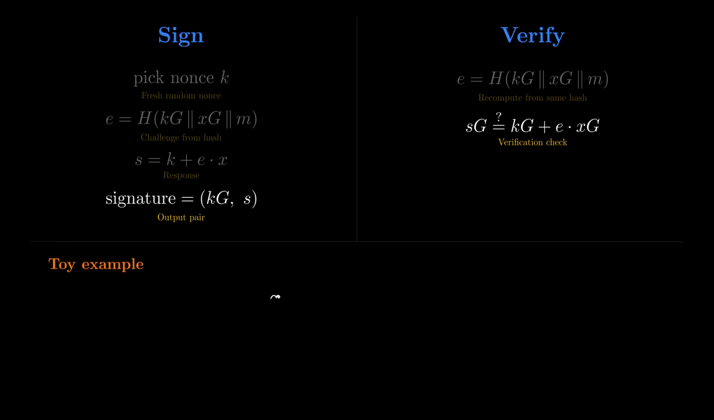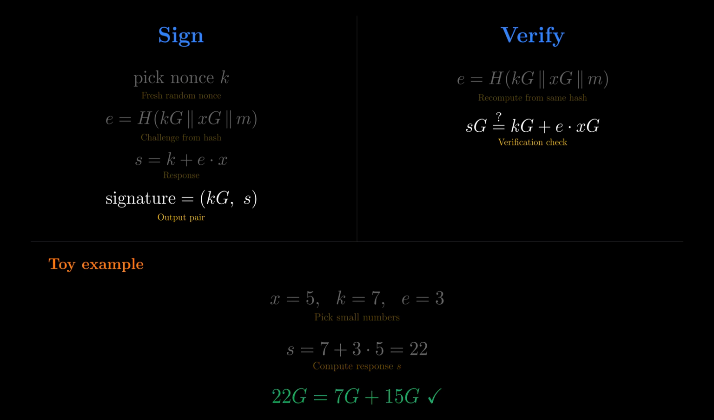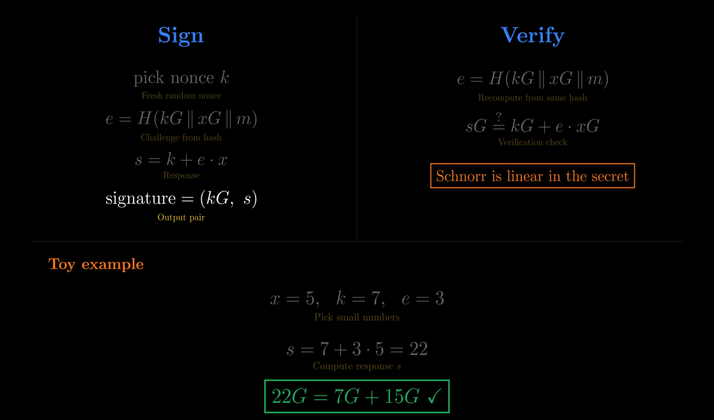Let's walk through tiny numbers to feel it. Let X equal 5, K equals 7, and suppose the hash gives E equals 3. Then S equals 7 plus 3 times 5, which is 22. For verification, 22G equals 7G plus 3 times 5G. Both sides equal 22G. It checks out. The math is clean because Schnorr is linear in the secret, and that linearity isn't just elegant, it's the property that unlocks everything else. Serialization is just as elegant.